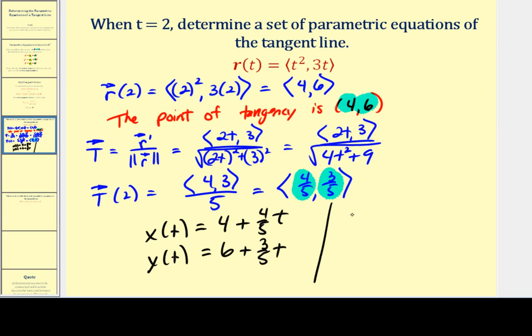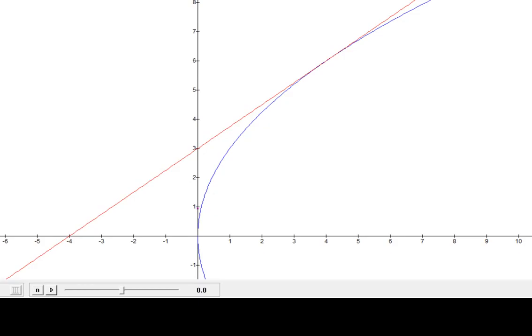So we could also have said x of t is equal to 4 plus 4t, and y of t could equal 6 plus 3t. These equations would give the same tangent line. Let's go and take a look at that line. In blue, we see the graph of the plane curve, and in red, we see the tangent line.